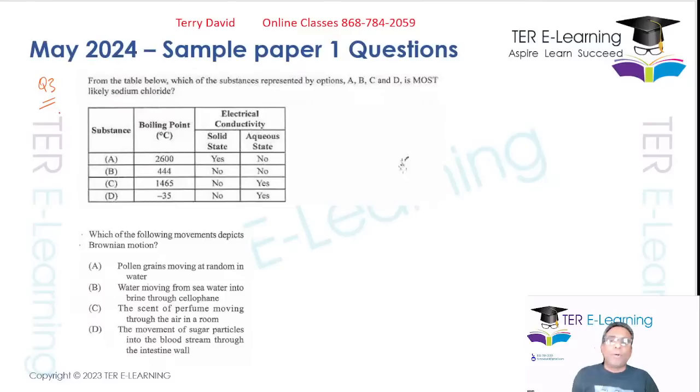Third question now. That's question 3, and this one is question 4. For the third question: from the table below, which of the substances represented by the options A, B, C, and D is most likely sodium chloride? You all need to know the properties of sodium chloride. They're looking at boiling point and electrical conductivity. Which one is the answer for question 3?